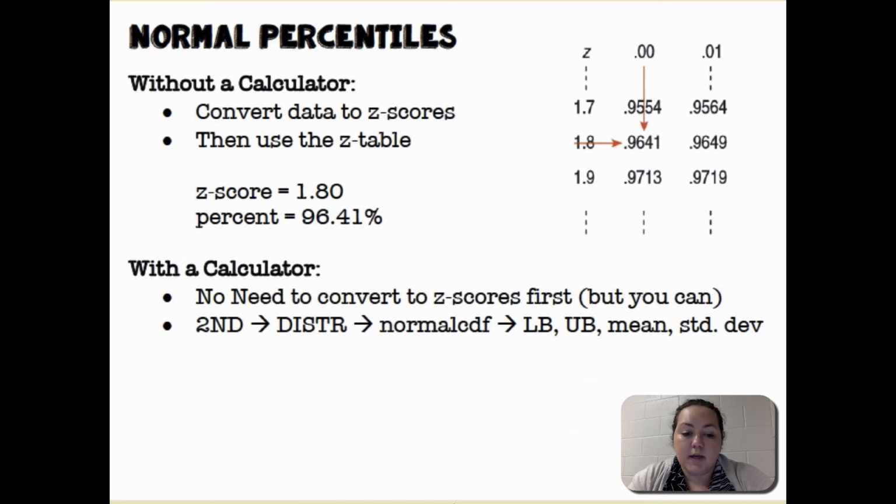If you're using a calculator, you do not have to convert it to a z-score first, but you still might want to, just to have that as some work. You would hit second, distributions, and then normal CDF, and then you would put in your lower bound, upper bound, mean, and standard deviation. So LB stands for lower bound, UB stands for upper bound, then mean and standard deviation.